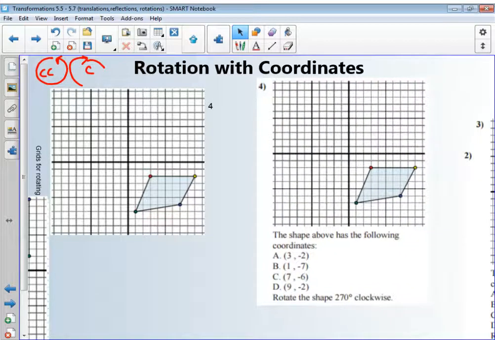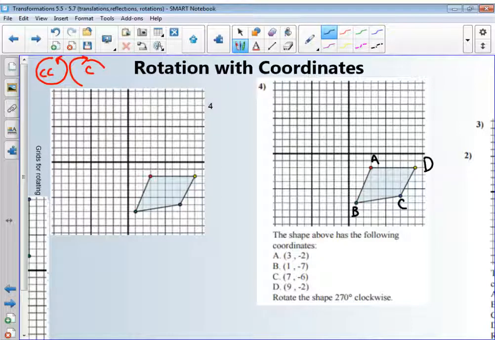Okay, so here's our last one. So I'm going to identify my marks here, which is A, B, C, D. So over to 3, down to -2, this is my A. Over to 1, down to -7, this is B. Over to 7, down to -6, this is C, and this is D. Okay, so we're going to go ahead and rotate the shape 270 degrees clockwise.